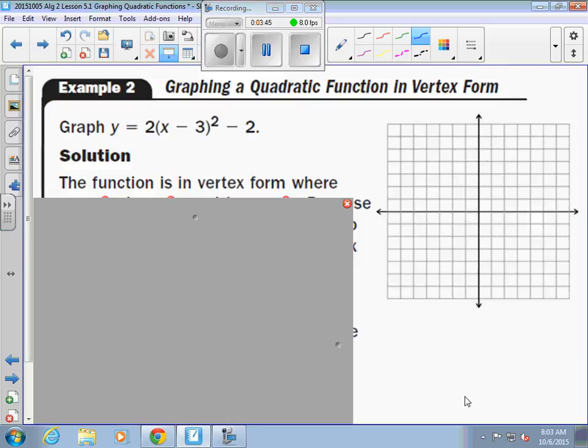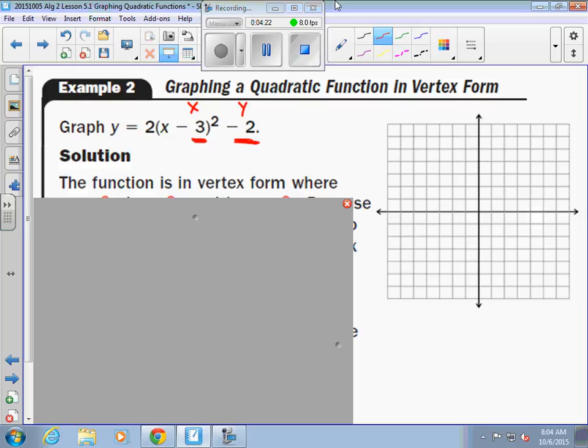Example number 2 is graphing a quadratic function in vertex form. Watch how much easier vertex form is. So let's highlight a couple of things. We have this value here and this value here. This is vertex form. y is equal to 2 times (x minus h) squared plus k. This is the opposite of your x value. Remember, whatever's in there, it's the opposite.